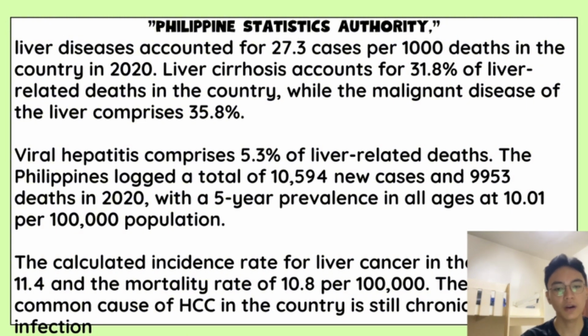The Philippines logged a total of 10,594 new cases and 9,953 deaths in 2020, with a 5-year prevalence in all ages at 2.01 per 100,000 population. So the calculated incidence rate for liver cancer in the country is 11.4, and the mortality rate is 10.8 per 100,000 population. The most common cause of HCC in the country is still chronic hepatitis B infection.